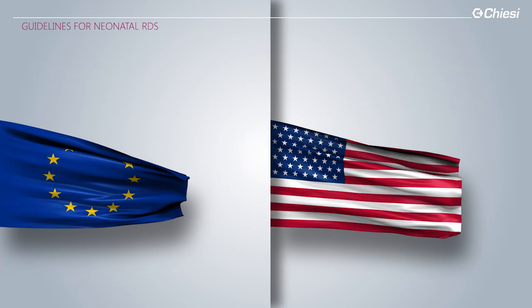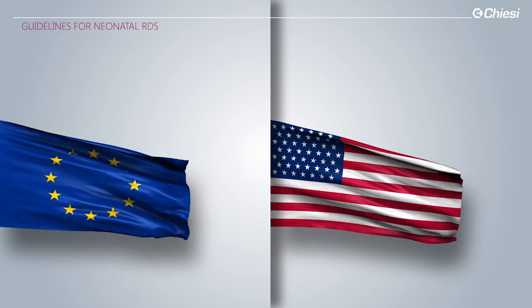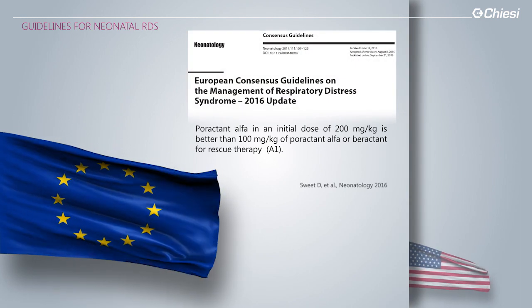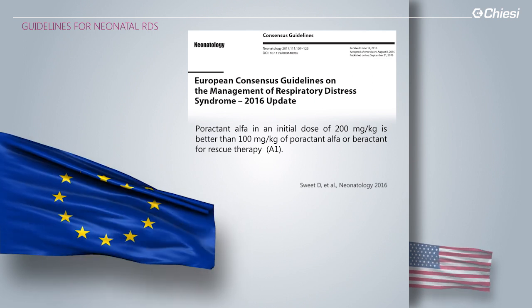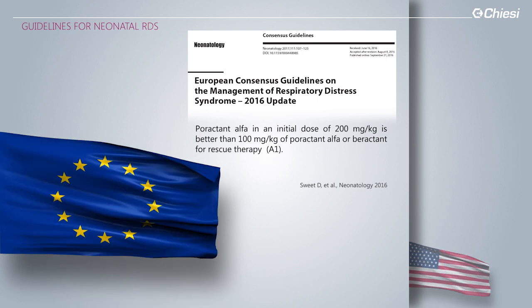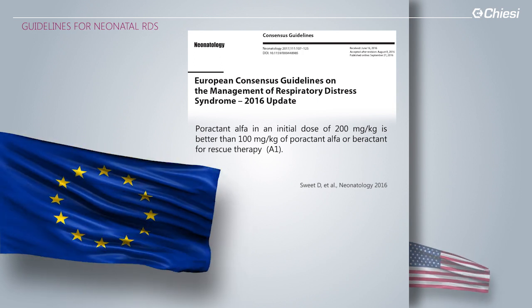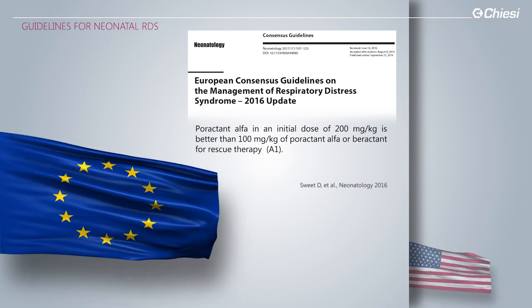Guidelines have been published very recently with regards to surfactant replacement therapy for neonatal RDS. So, for example, in the European guidelines that have been recently updated in 2016, Surfactant alpha is recommended at an initial dose of 200 mg per kilo as it performs better than 100 mg per kilo Surfactant alpha or Surfactant for treatment of RDS. And this recommendation is reported as A1, which means high quality of evidence.